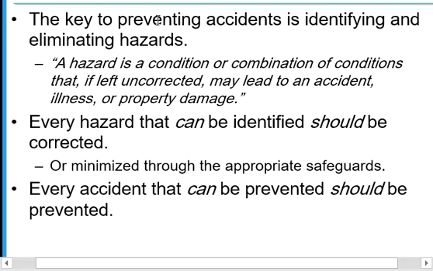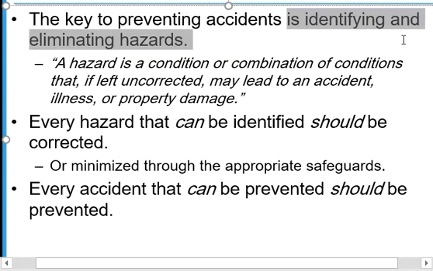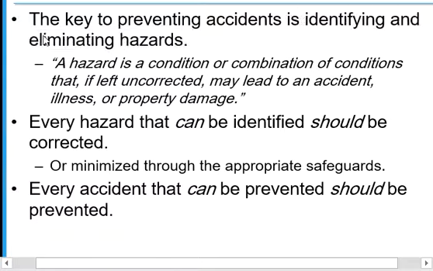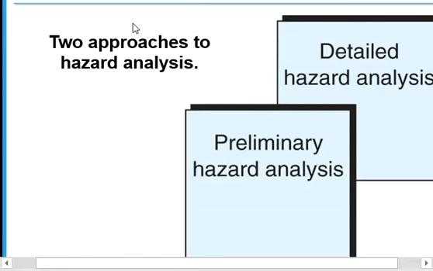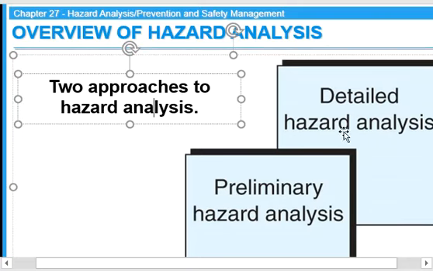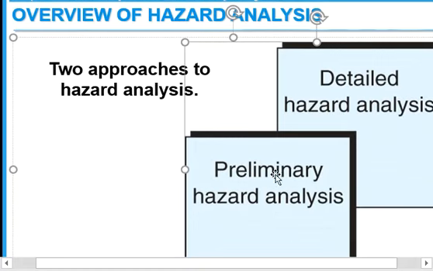And by identifying the hazard, basically, I am preventing accidents. And this is very important. So the whole idea of identifying a hazard, eliminating it or controlling it, is to reduce a risky situation. So we go back to here. We have two types of hazard analysis. We have a detailed hazard analysis and we have a preliminary hazard analysis.